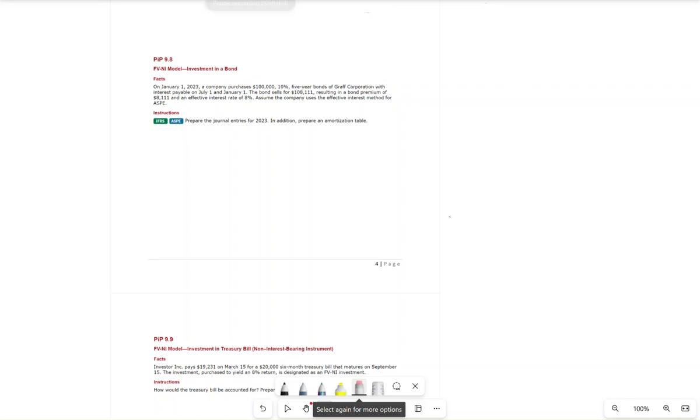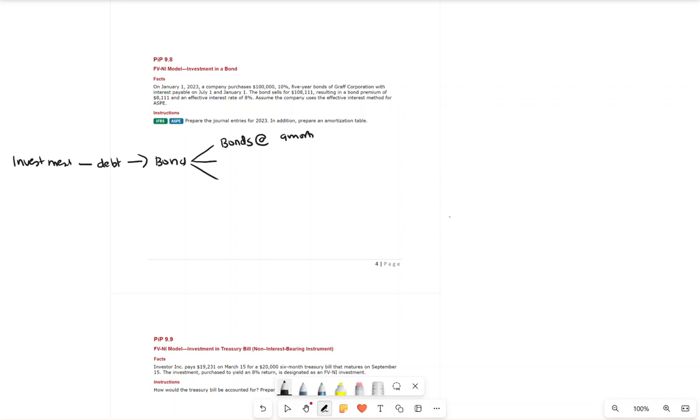So now again, you have an investment. First, the investment is in the form of a debt. Debt is when you buy in the form of bonds, and the first model was bonds at amortized cost model, and I showed you how to do that under IFRS and under ASPE. Now you could have a bond investment in the next model, the fair value net income model.